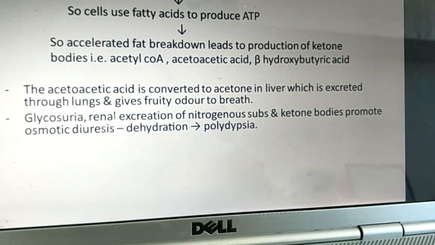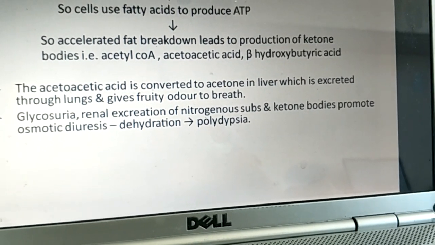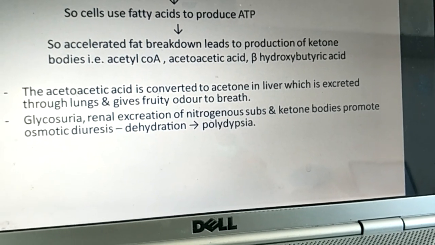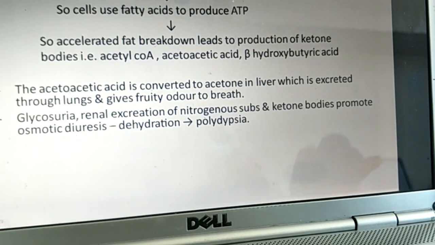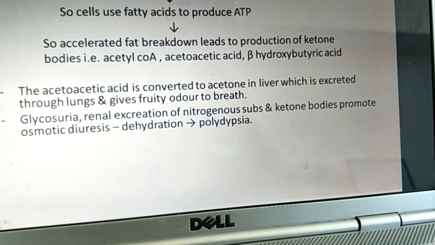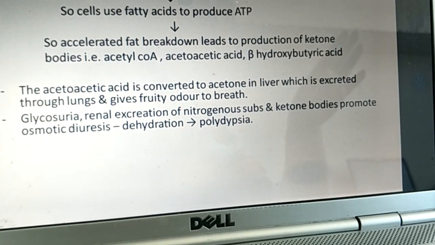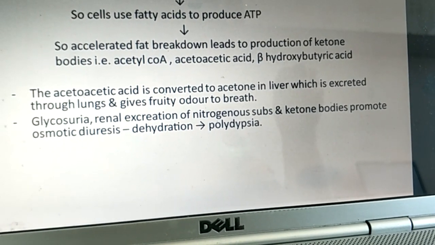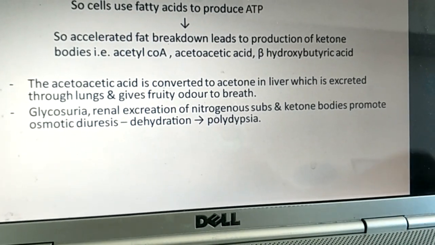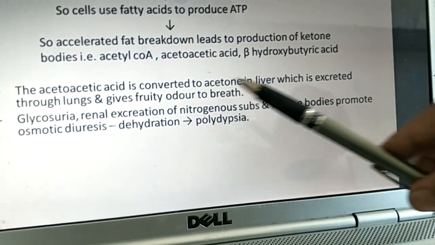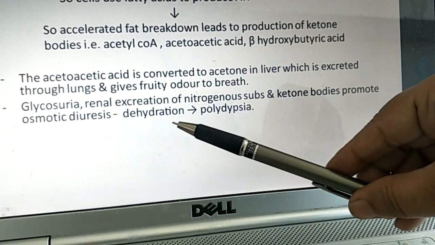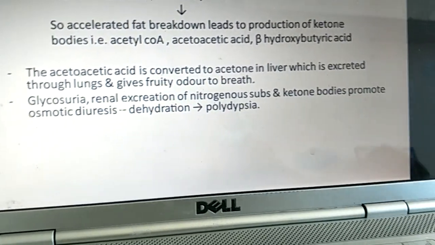Glycosuria is there. There is renal excretion of nitrogenous substances and these ketone bodies. All these things together carry water with them. So there is osmotic diuresis due to excretion of glucose, nitrogenous substances and ketone bodies. Hence excess water is lost, causing dehydration and polydipsia.